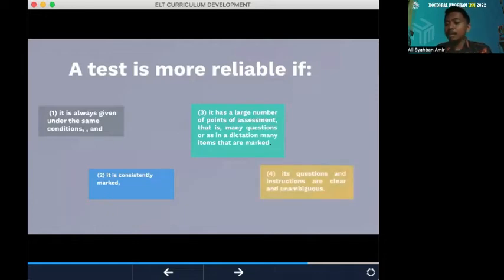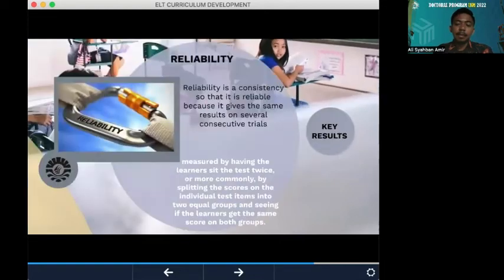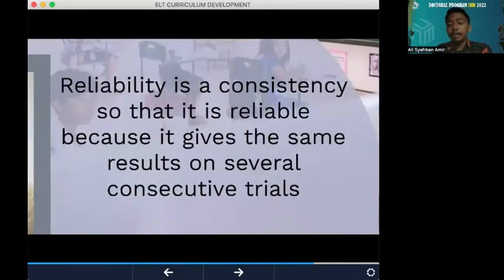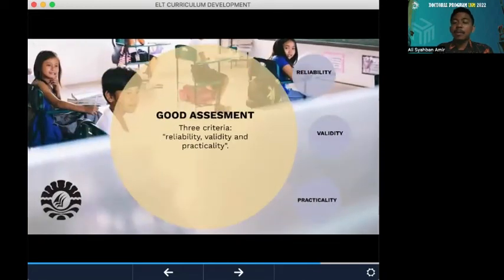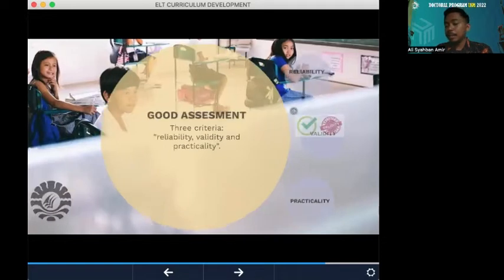And the last, its questions and instructions are clear and unambiguous. I will emphasize that reliability is consistency, so that it is reliable, even if it gives the same result across several trials. So that is about reliability, and then we move to the next, about validity.